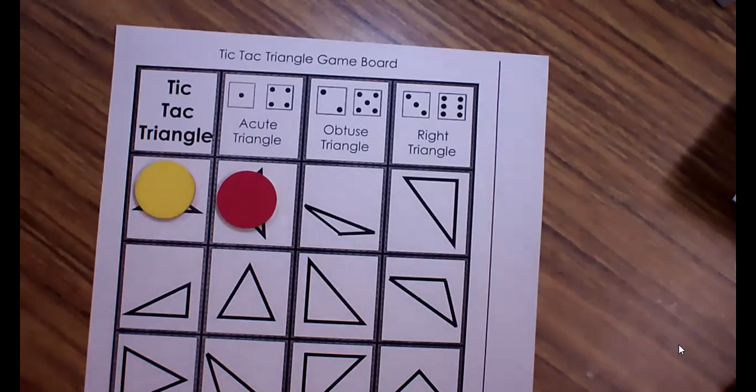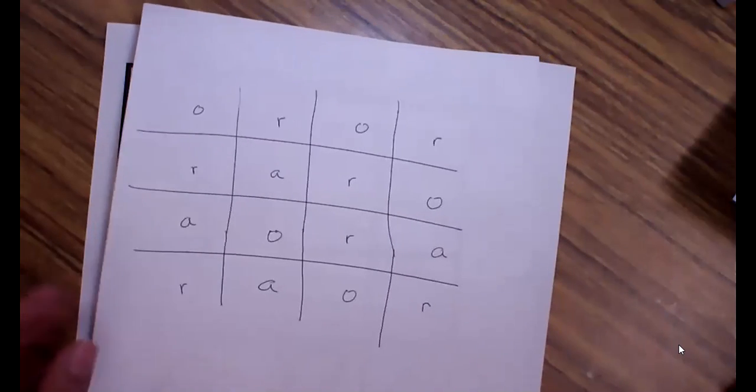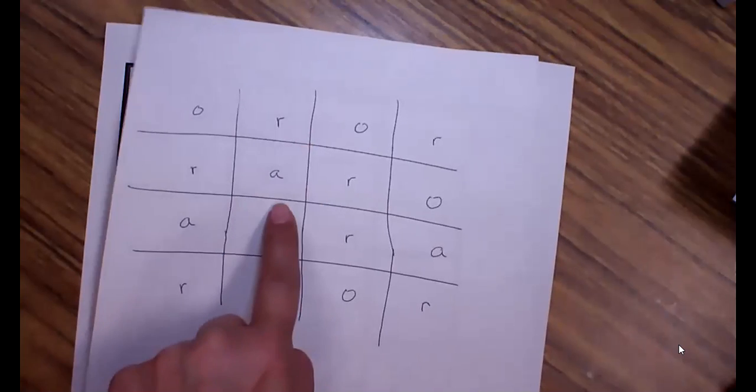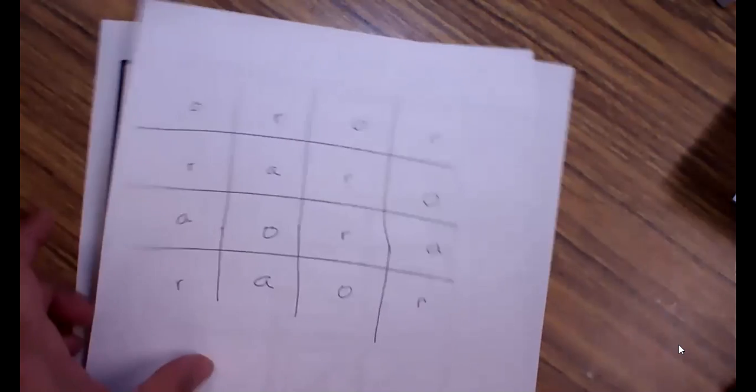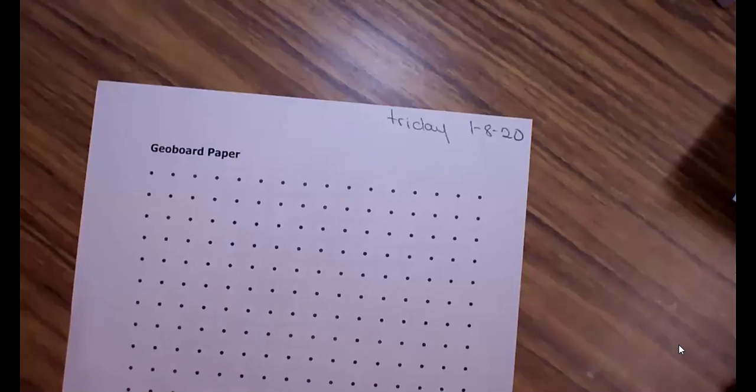So this is your Tic Tac Triangle board game. What I did is, so if I wasn't able to print it, I can always write down if it's obtuse, right, or acute, and I can play my Tic Tac Triangle on this page right here. That's for virtual students.